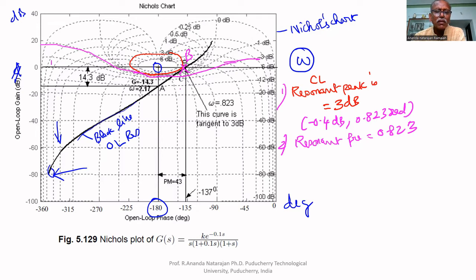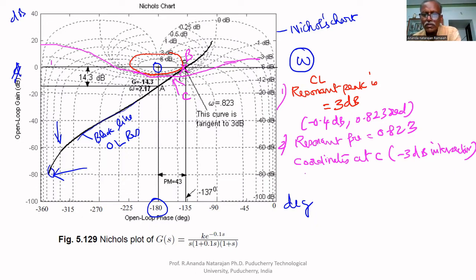In decibel scale, it intersects the plot at C. At C, that is the minus 3 dB intersection, the coordinates are, if you read coordinates of this, what you are getting is minus 6.6 dB, and the frequency is 1.32 radians per second.